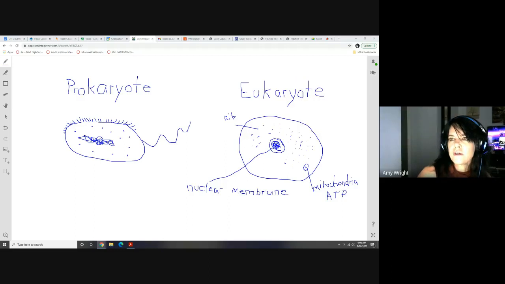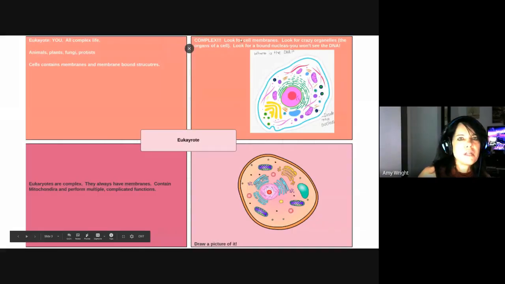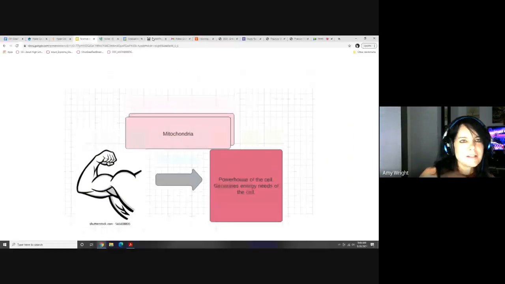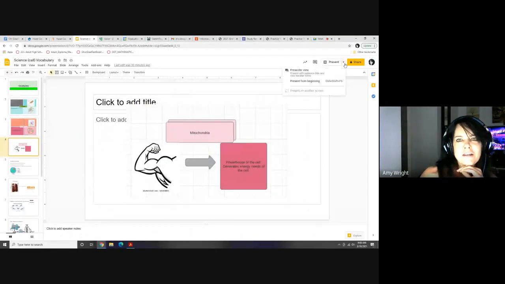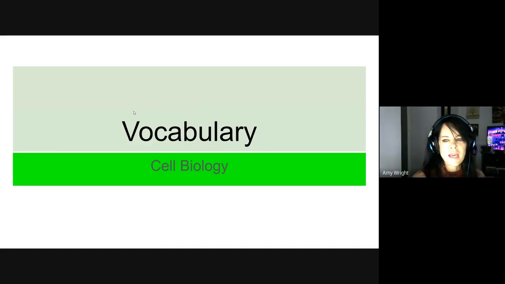So I'm going to bring over a presentation here. We're going to do some vocabulary words. Let's start this over. Okay, we're going to do some vocabulary words. This is where I really want you to take notes and put these on some index cards and just do your best to remember these. These are going to be really useful to you when you take the OGTs.